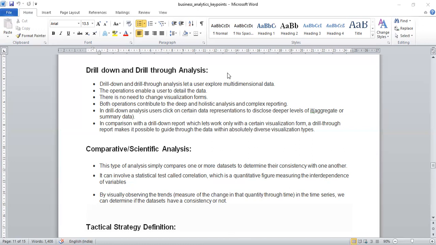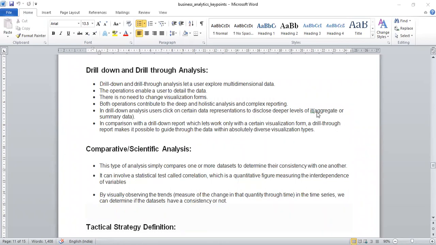In drill down analysis, users click on certain data representations to disclose deeper levels of it, that is a summary of data. In comparison with the drill down report, which works only with a certain visualization form, a drill through report makes it possible to guide through the data within absolutely diverse visualization types. Different types of reports can be generated.